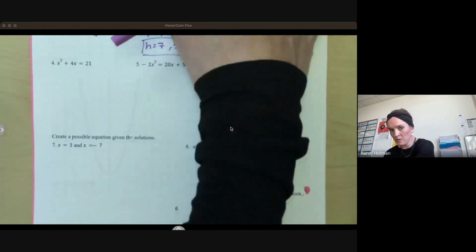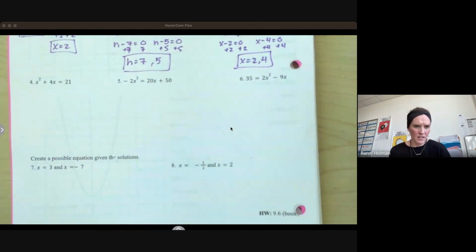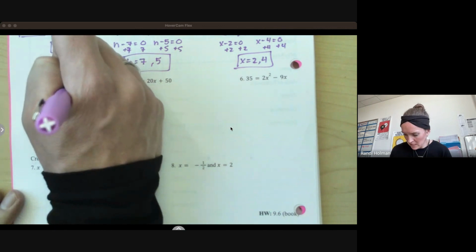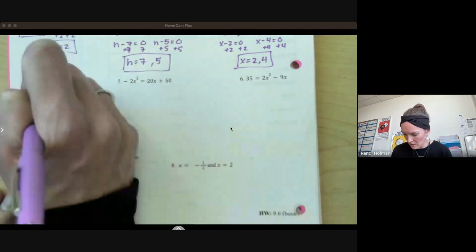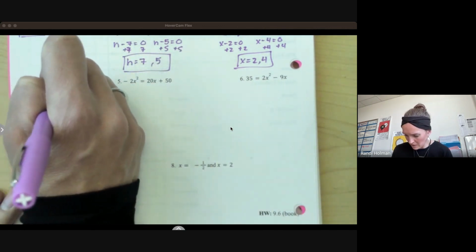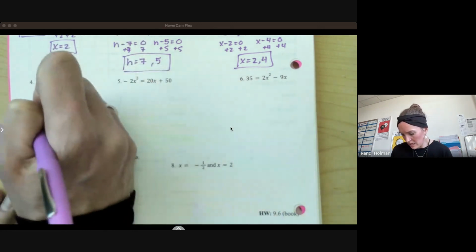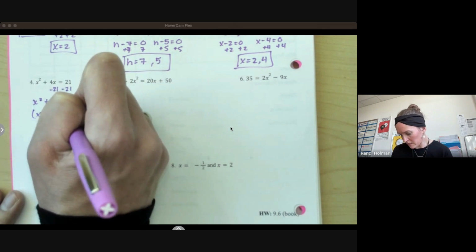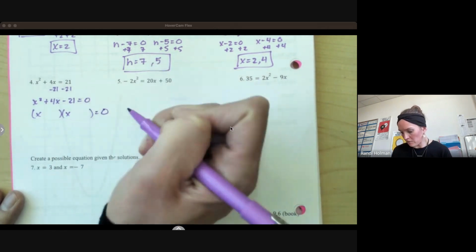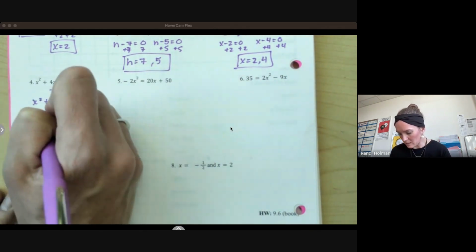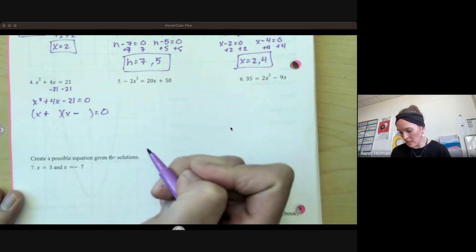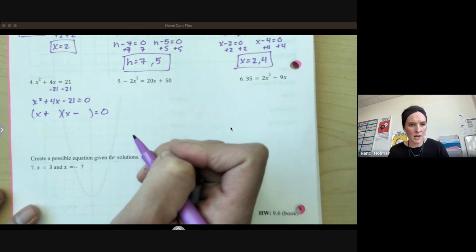Okay, a few more here. Oh, not equal to 0. So first step, you have to get it equal to 0. So x squared plus 4x minus 21 equals 0. Again, a is 1, so I'm just going to go directly into my factors. I'm looking for what multiplies to be negative 21 adds to be 4, so one's positive, one's negative. The bigger one's going to be positive.